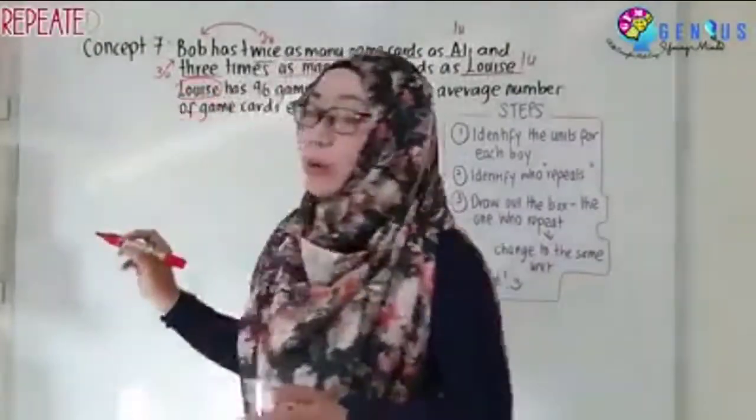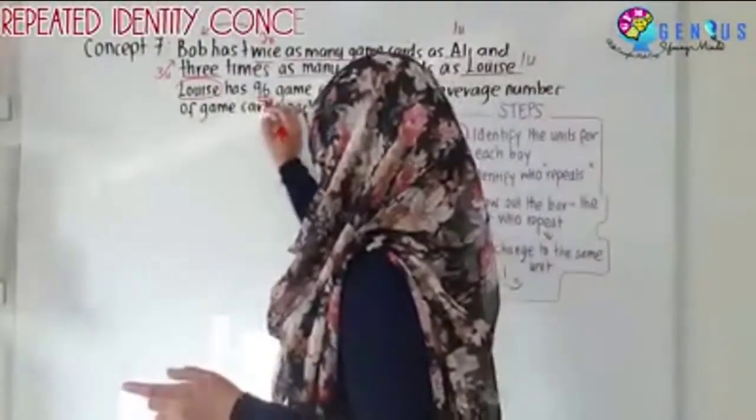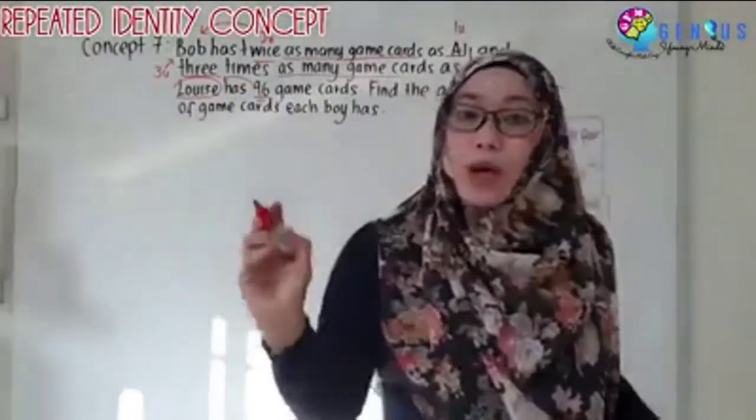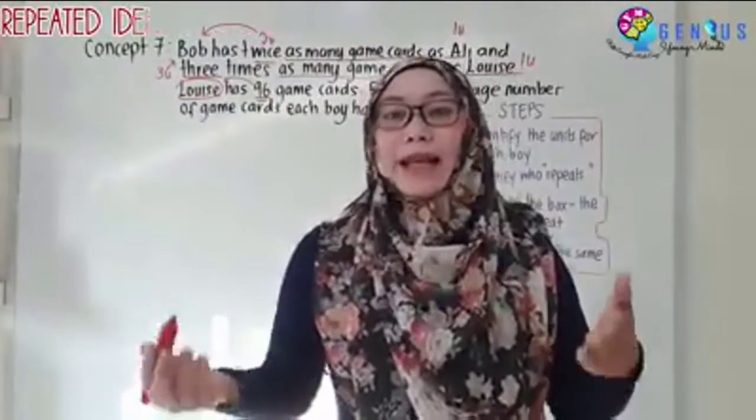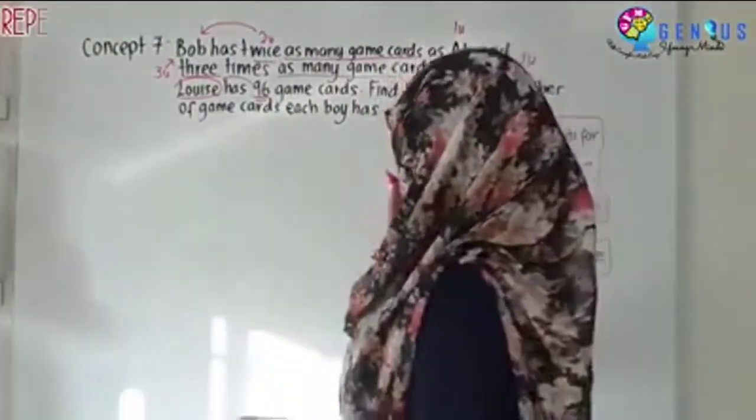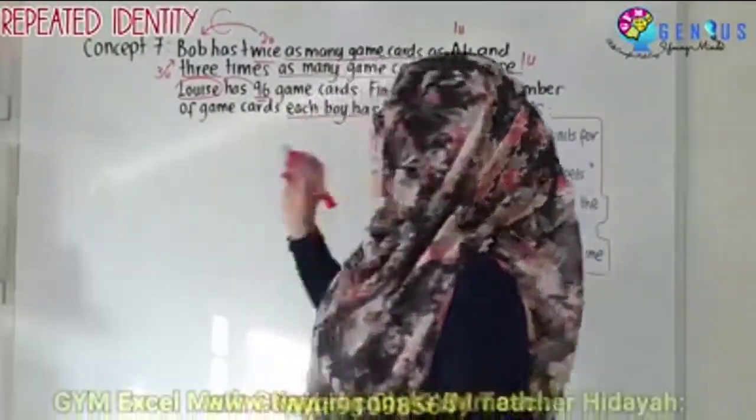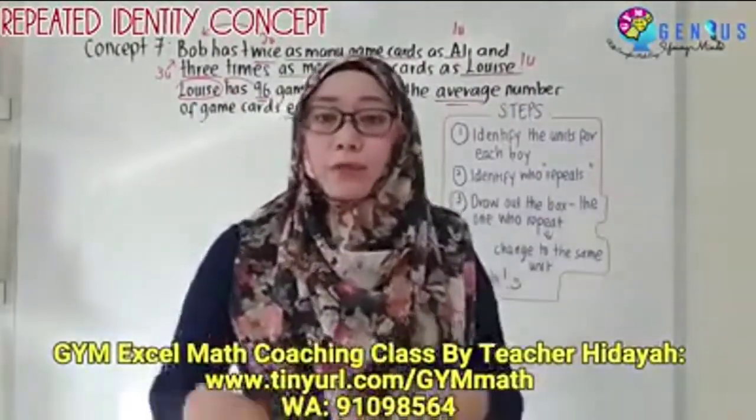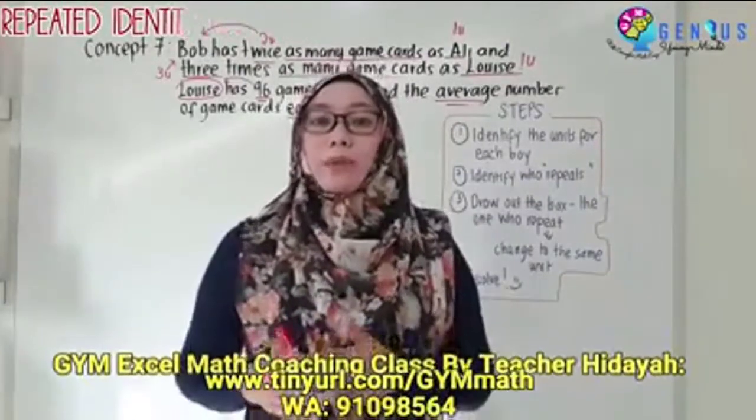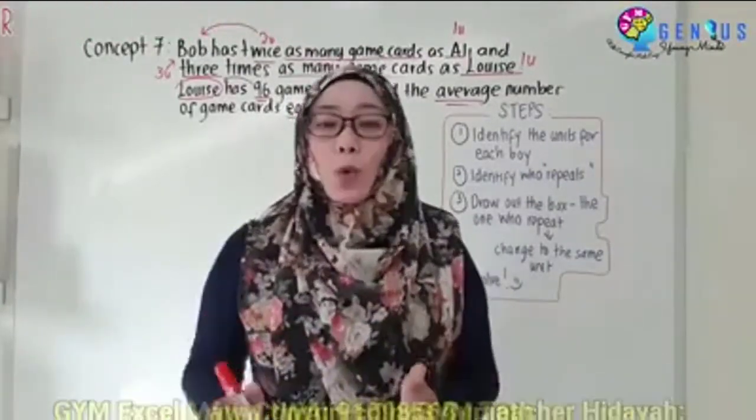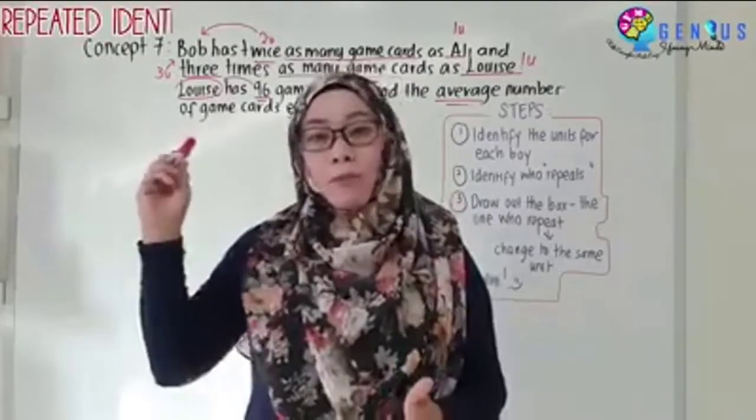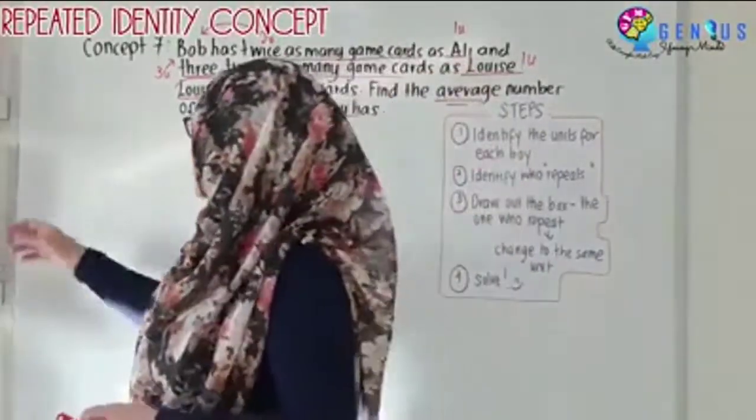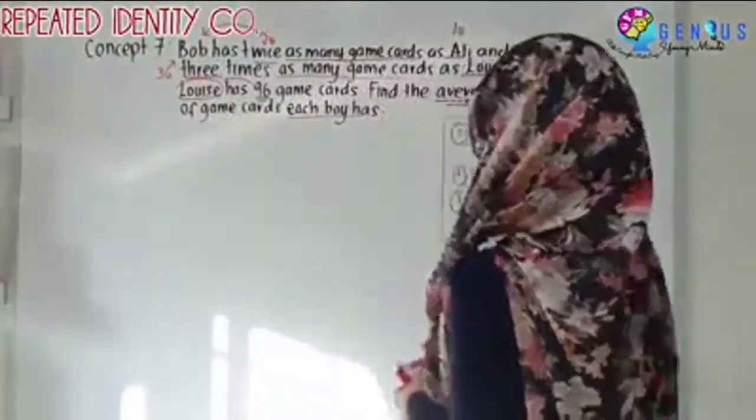Now we're given a value. Value for whom? For Louis only. He has 96 game cards. This belongs to Louis. Find the average. So for this question, your child needs to know what average is: finding the average of the game cards each boy has. Quite a straightforward question. But as I mentioned, if your child uses a model, he will be stunned because he doesn't know how to draw out Bob, because Bob has 2 sets of units. We're going to draw out the table in a while.